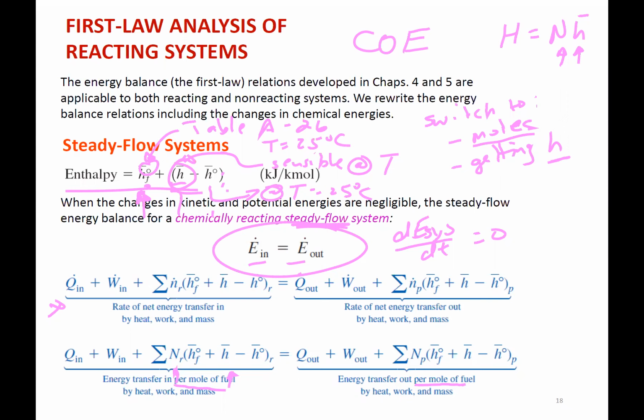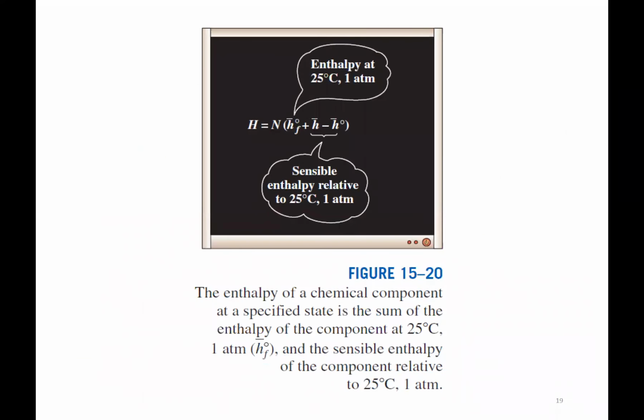So here it is summarized for you right here. For the enthalpy of formation, the bars are per kilomole, and we have it at 25 degrees Celsius, 1 atmosphere. And then this delta is the sensible enthalpy in reference to 25, 1 atmosphere because of that subtracting off. So the formation term already includes some of that sensible enthalpy up to 25, so we only want any amount above it.